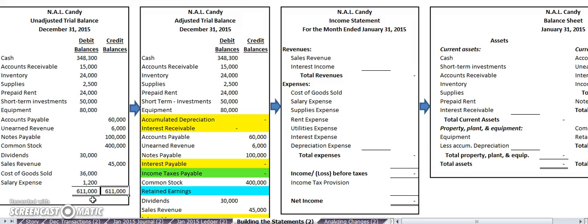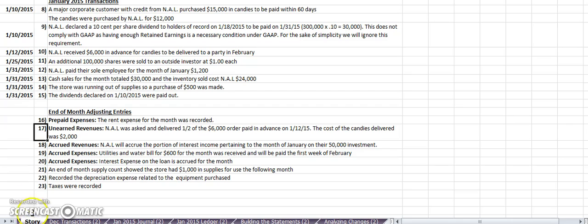The next step is going to be to post the adjusting entries. Once we post the adjusting entries, we can go ahead and build the adjusted trial balance, which is going to be something very similar to this here, except that it's going to include the adjusting entries that we have made. So let's go back to the story and take a look at the adjusting entries. The first adjusting entry that we want to do is to adjust the prepaid expenses.